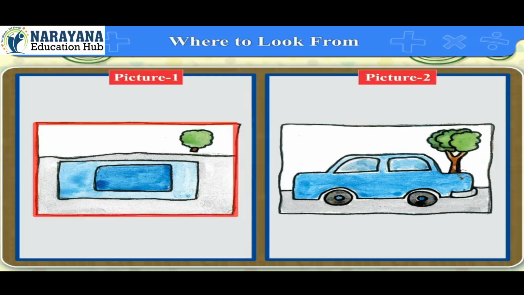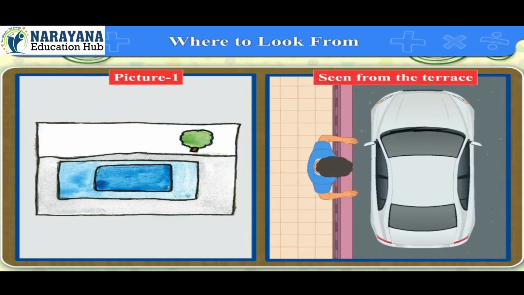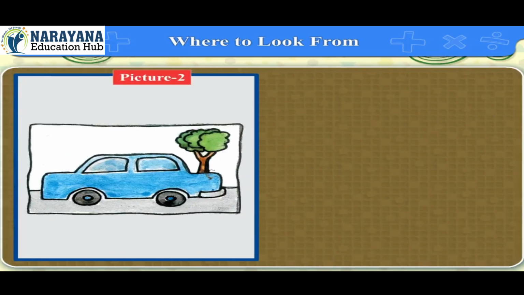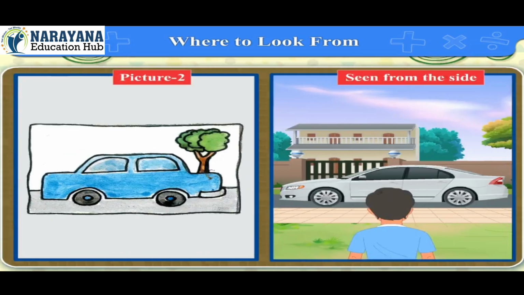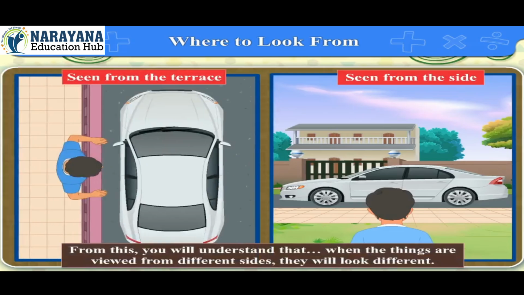Look at the picture the first friend has drawn. In this picture, the motor car looks like a small box kept in a big box, and the picture drawn by the other friend looks like this. So friends, both these pictures appear to be different, but if you observe them carefully, you will notice that in the first picture, the motor car is seen from the terrace, and in the second picture, it is seen from the side. From this, you will understand that when things are viewed from different sides, they look different.